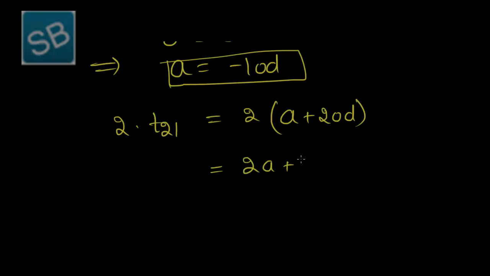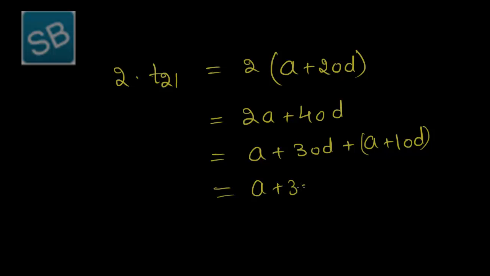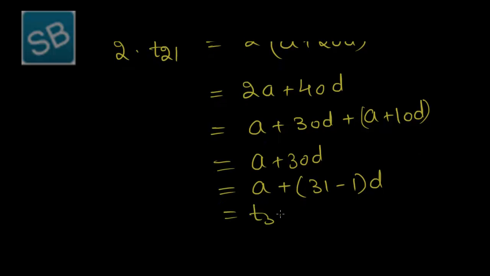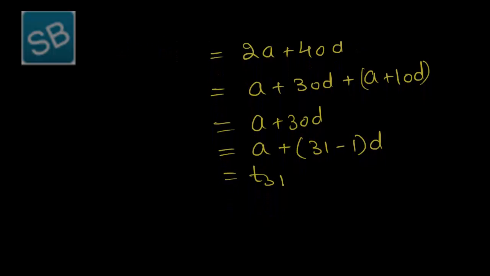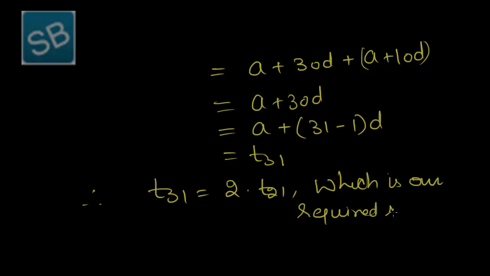So we get 2a plus 40d, that is a plus 30d plus a plus 10d. Or we can say a plus 10d is equal to 0, or by substituting the value of a is equal to minus 10d, we get this term is equal to 0. So this becomes a plus 30d, and a plus 30d can be written as a plus (31 minus 1)d, that is the T31 term. That is our required result. Therefore, T31 is equal to 2 times T21, which is our required result.